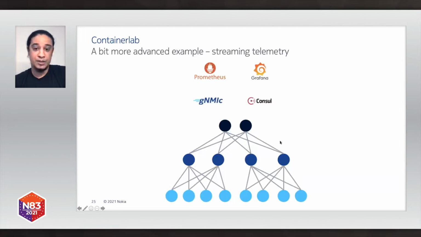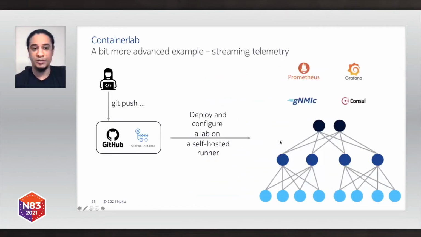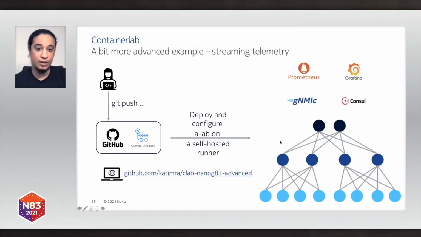So this topology will be deployed using GitHub Actions. It will be triggered via push of a tag that is named a certain way, and those actions will deploy the lab and configure it on a self-hosted runner. All the files and the configuration used in the demo that's coming next can be found in that GitHub repo listed down there.